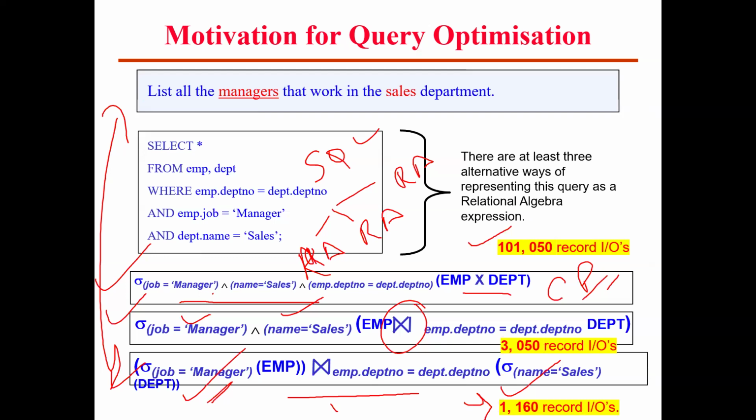So here we did not check every row. We only pick up the managers before the join. So it becomes much faster. Okay. So now do you know how to write the same SQL in different RAs and calculate the cost of each RA? RA means relational algebraic expression.